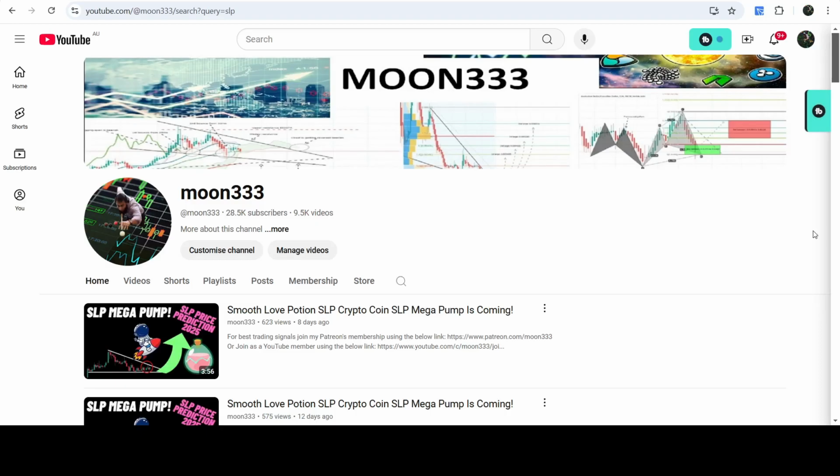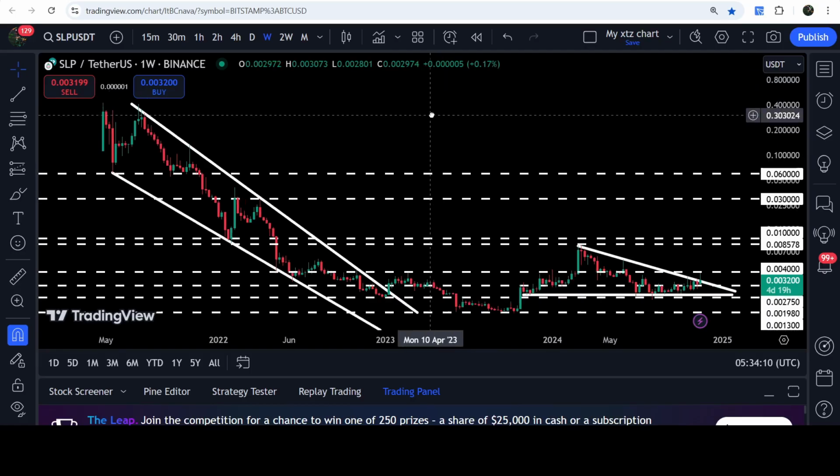As in my previous videos, we have been following that after the breakout of a very big falling wedge pattern, SLP has formed another descending triangle on its 7 days time frame chart. And now let's move to the live chart.